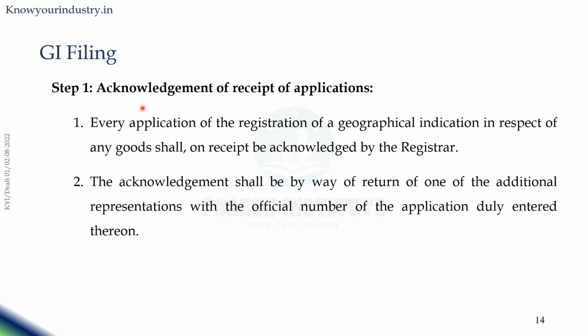The first step is acknowledgement of receipt of applications. Every application for registration in respect of any goods shall be acknowledged by the registrar on receipt. The acknowledgement shall be by way of return of one of the additional representations with the official number of the application duly entered thereon. Meaning, the registrar may return any one of the representations with the official number which has been given by the GI office.